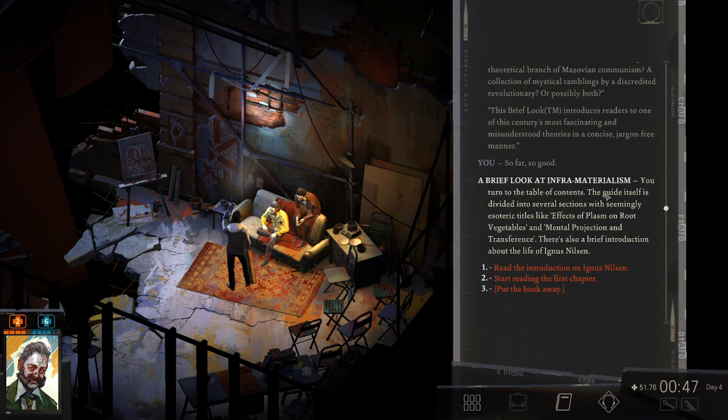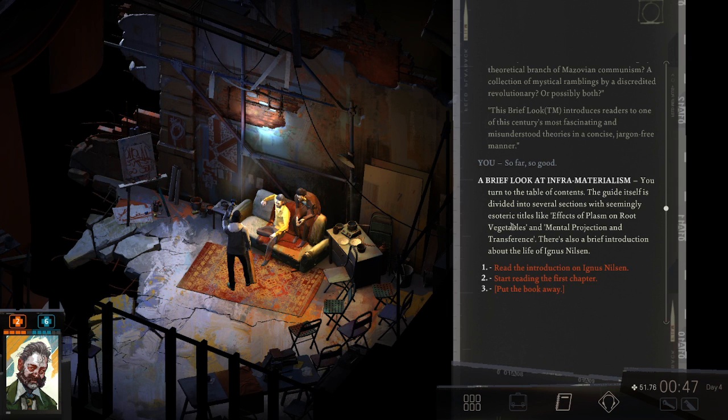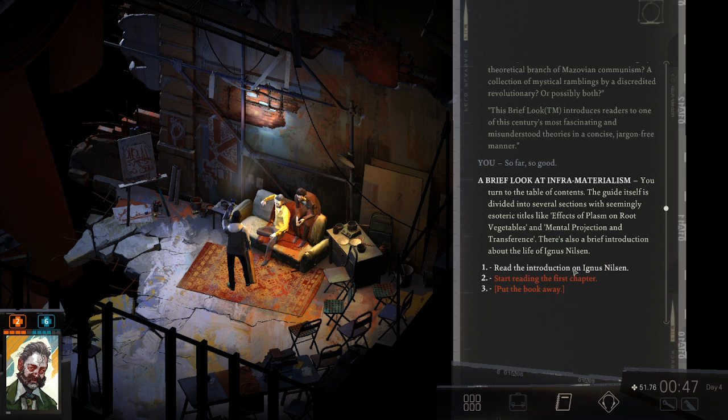You turn to the table of contents. The guide itself is divided into several sections with seemingly esoteric titles like Effects of Plasma on Root Vegetables and Mental Projection and Transference. There's also a brief introduction about the life of Ignace Nilsson. Read the introduction.